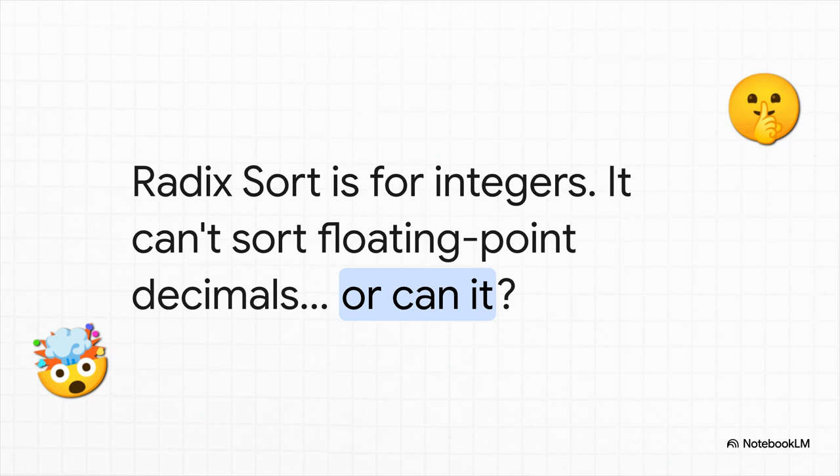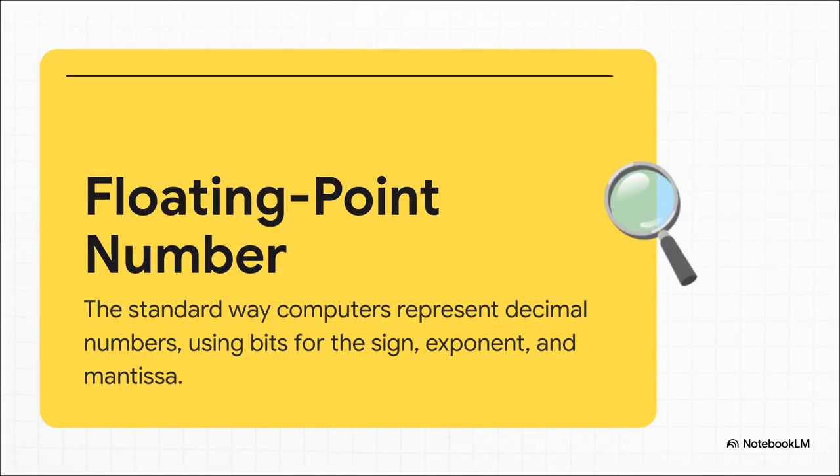Well, this is where we get to my absolute favorite programming hack of all time. So first, a super quick refresher. Floating point numbers are just the standard way computers store decimals. The bits inside are broken into three distinct parts: a sign bit for positive or negative, an exponent that sets the scale, and a mantissa that holds the actual digits.